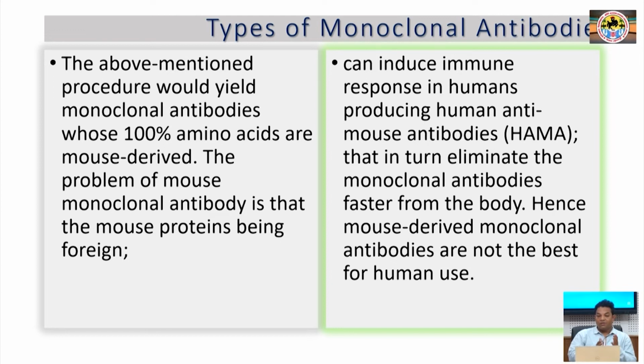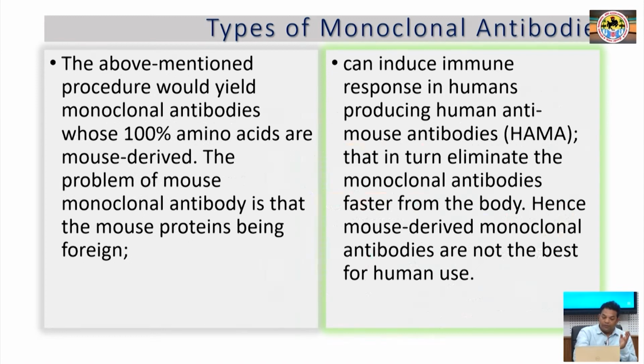Now, this is another problem. If we inject that antibody into a human being, it can produce HAMA, human anti-mouse antibodies, antibodies produced against the antibody. So, mouse derived monoclonal antibodies are not the best candidate for human use. This is the problem.